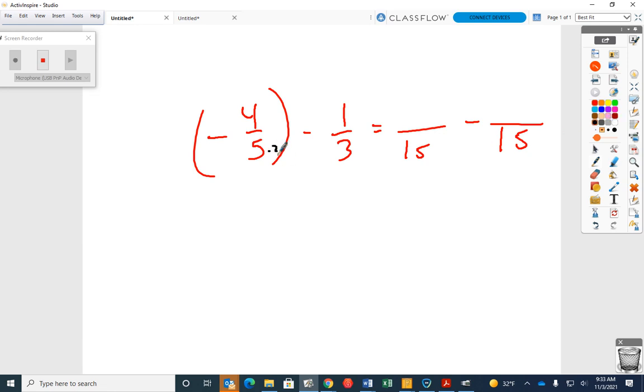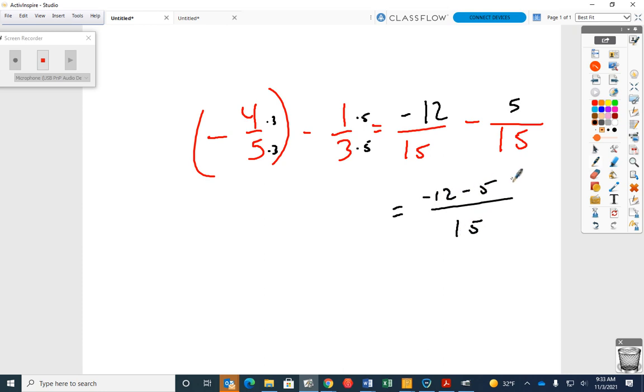Times 3. So I do the same thing. What's negative 4 times 3? Negative 12. Good. Okay. How did I get from 3 to 15? Elijah, 3 times what? 5. Okay, what's 1 times 5? 1 times 5. Okay. All of this is over 15. Agreed?